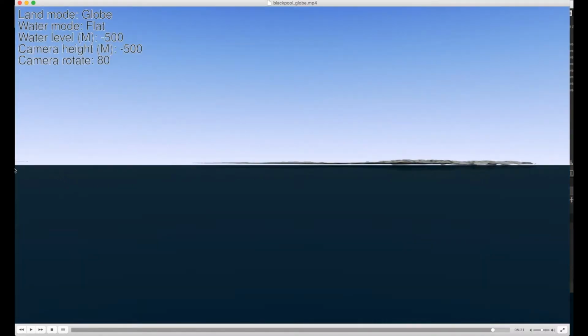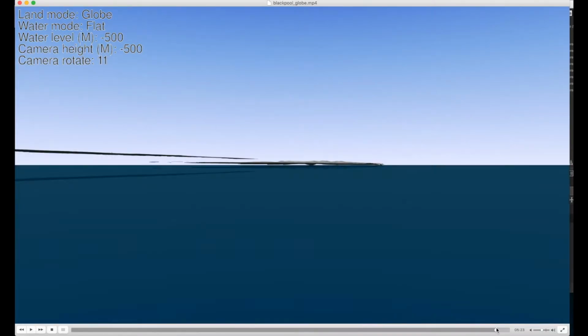And so here you can see there's a far greater gap here than there is between the tops of these mountains and the surface of the water for a globe Earth with flat water, when the opposite should be true. This is very close to mean sea level. This is more like 800 meters above mean sea level, and yet this is closer to the water than this.